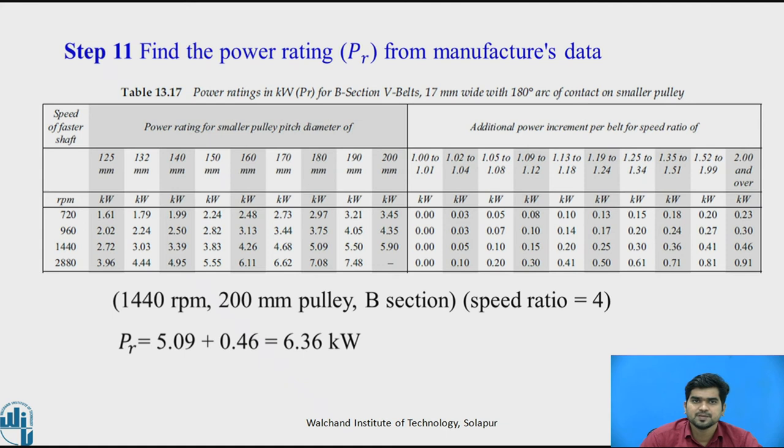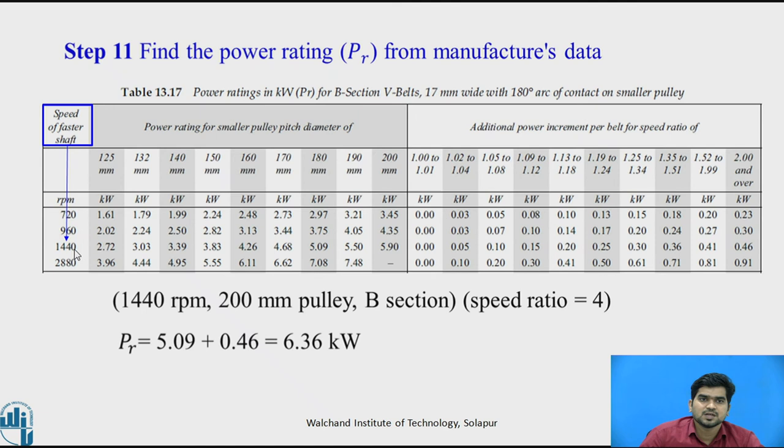In step number 11, find the power rating of the belt, that is, the power transmitting capacity of the belt, PR. The speed of the faster pulley is given as 1440 rpm and the diameter of the smaller pulley is 200 mm, and the B section belt has a speed ratio of 4. Speed ratio is nothing but the speed of the input shaft divided by the speed of the output shaft, which we are getting as 4. So by using this data, you have to find the power rating.